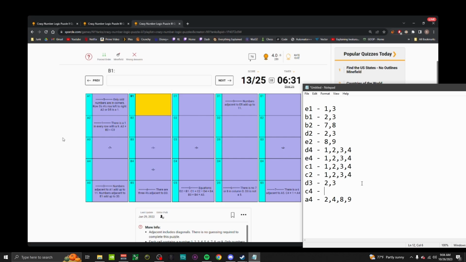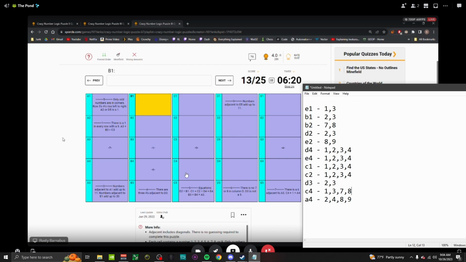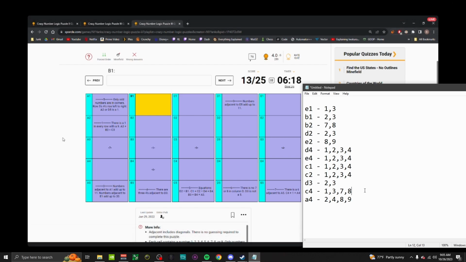C4 is a 1, a 3, a 7, or an 8. It can't be 5. C4 is a 1, a 3, or 7, or an 8, because it has to be 1 less than each of the ones we just gave A4. Can't be 1. What can it be? And it can't actually be 0. Oh, C4 can be 1, yeah. C4 is 1, 3, 7, or 8. I see, yeah. Okay.